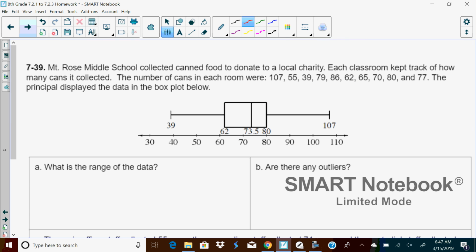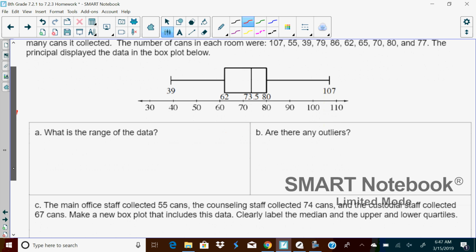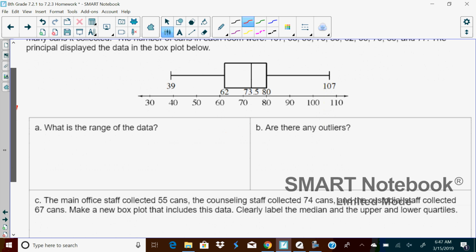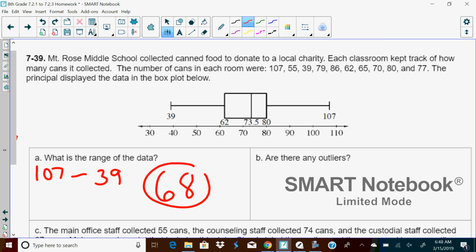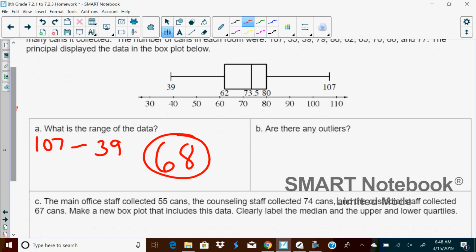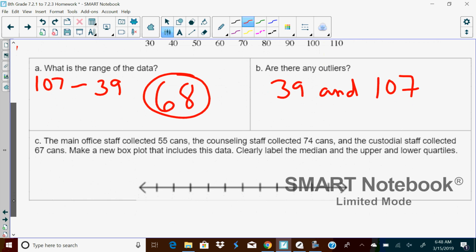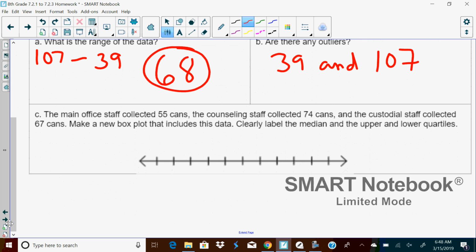39, Mountain Rose Middle School collected canned food to donate to a local charity. Each classroom kept track of how many cans they collected. So it gave us a box and whisker plot. It says, what's the range of our data? So we're just going to do 107 minus 39 and get 68. Are there any outliers? Well, since the box is central to the middle, it appears that 39 and 107 are outliers. Then it says the main office staff collected 55 cans, counseling 74, and custodial 67. Make a new box and whisker plot.